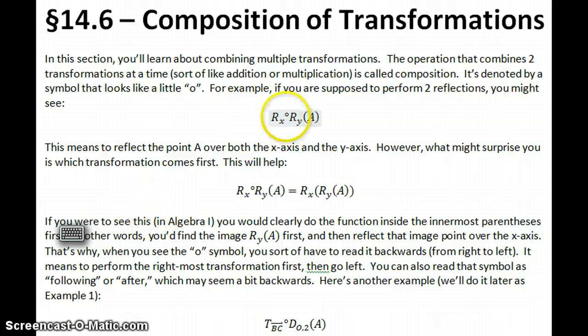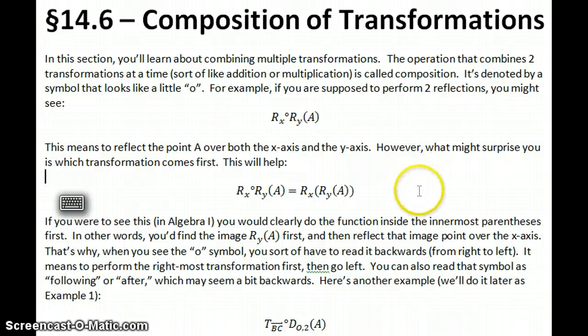The symbol for combining them is this little guy right here. Just a little O symbol. It stands for composition. You might have seen that in algebra. They combine functions in algebra, and we'll talk about that later down the page here. But that stands for composition, or composed with.